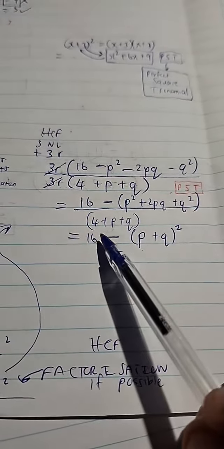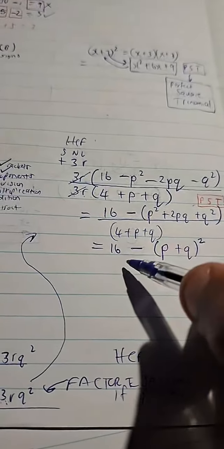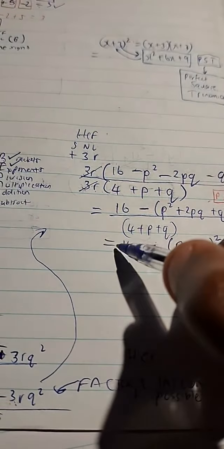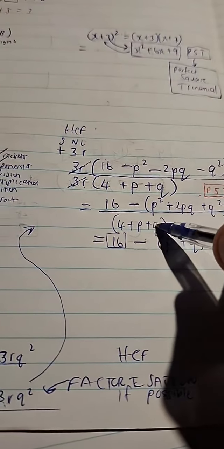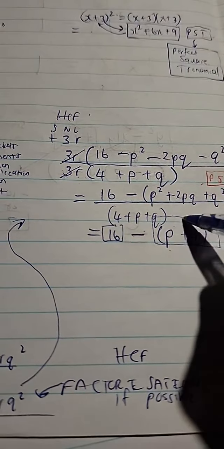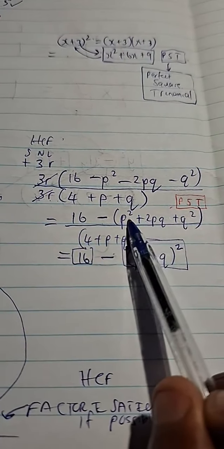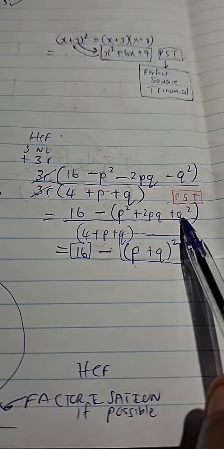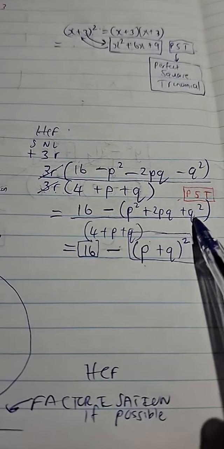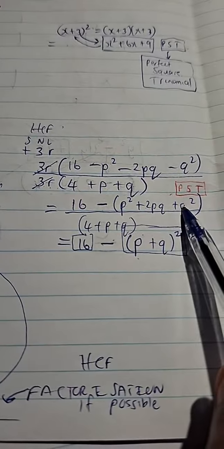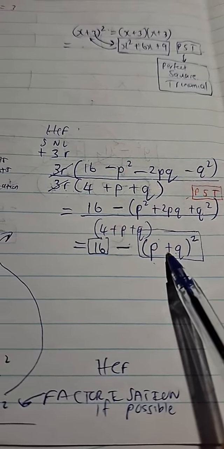This allows me to set up an expression in the denominator that is a difference, guys, of what? Of 2 perfect squares. Okay, because look at this: p squared plus 2pq plus q squared. You can actually factorize this trinomial so that it is written as 2 brackets of p plus q.